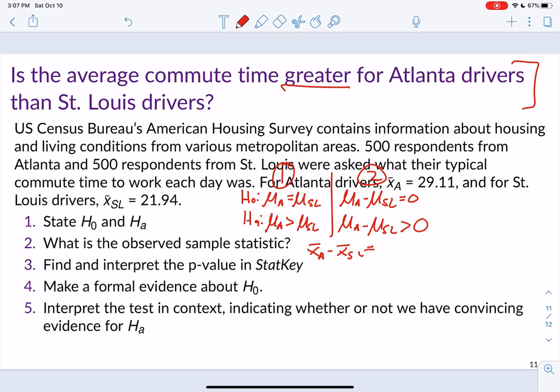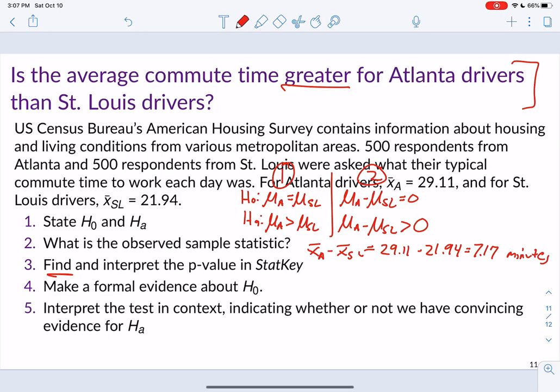And that's going to equal 29.11 minus 21.94, which is going to equal 7.17 minutes. Now we need to find and interpret the p-value in StatKey. So we're going to find it using our randomization distribution, and we're going to perform what's called a randomization test.